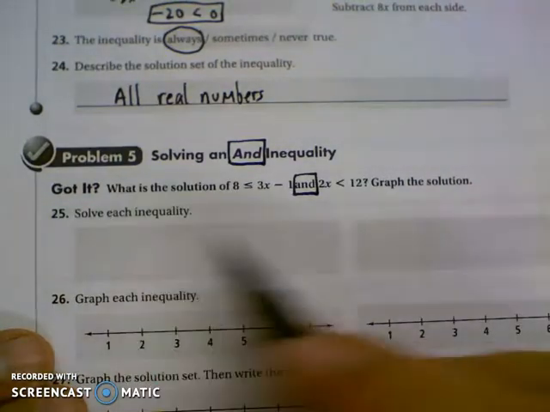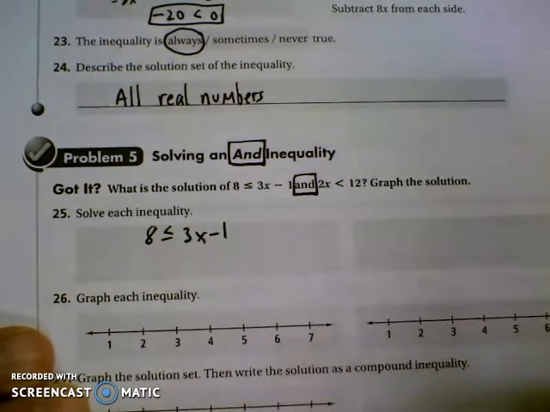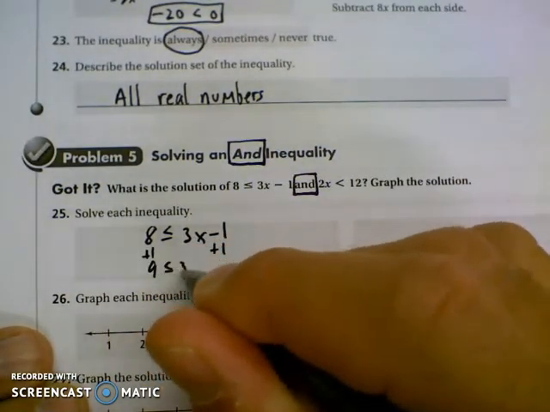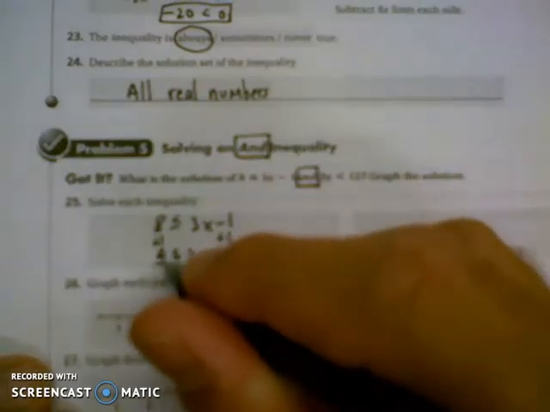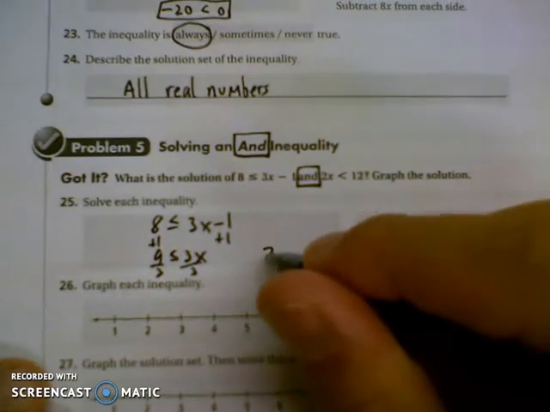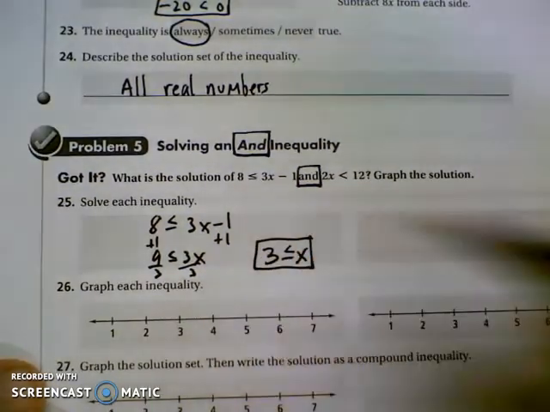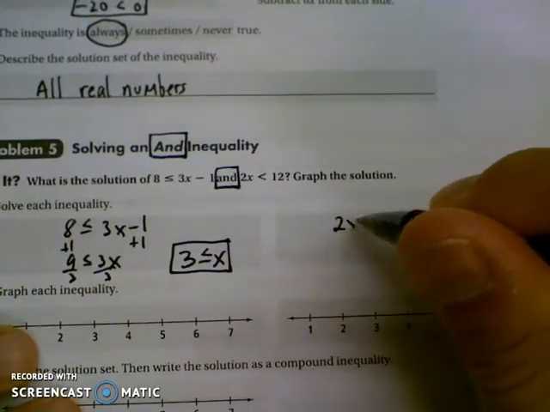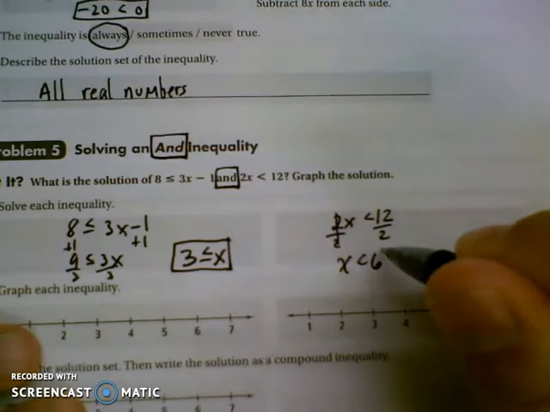So let's get each of them by themselves. 8 is less than or equal to 3x minus 1. Add 1 to each side. 9 is less than or equal to 3x. Solve for x by dividing by 3. So now we have 3 is less than or equal to x. On this side, you have 2x is less than 12. Divide by 2, divide by 2. x is less than 6.